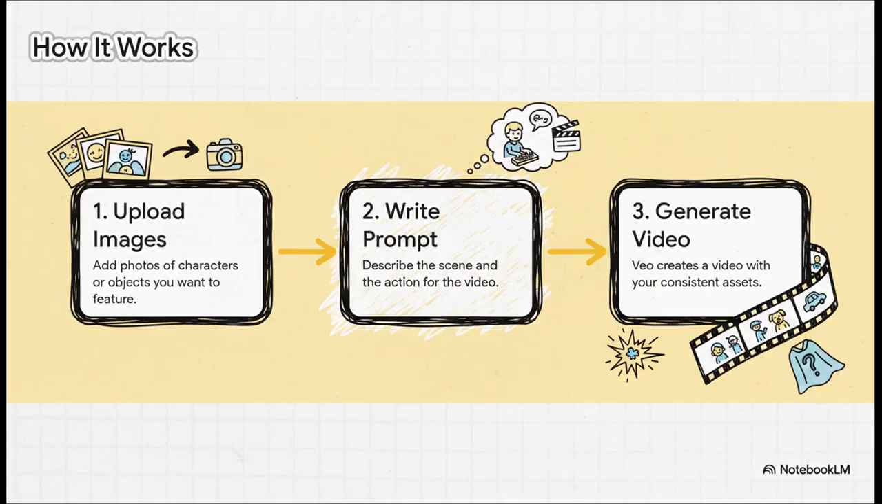And the process is so simple. You just upload your reference images. For instance, in one test, I uploaded 3 different products, a pair of headphones, a handbag, and some sneakers. Then you just write your prompt, something like a TikTok-style influencer video. And boom, Veo generates a clip where the influencer is consistently showing off your specific products.